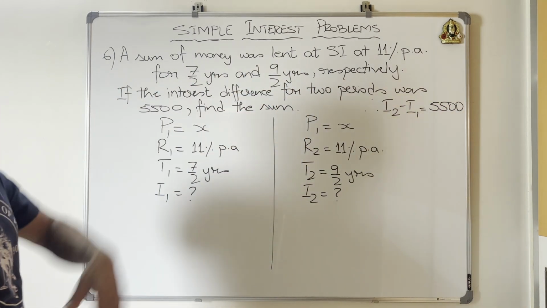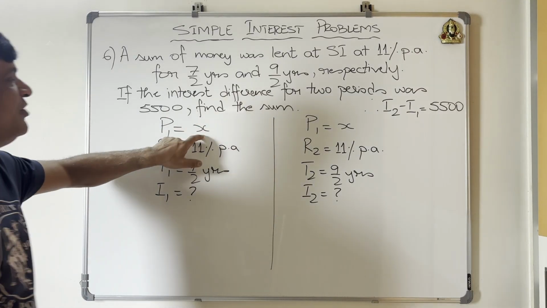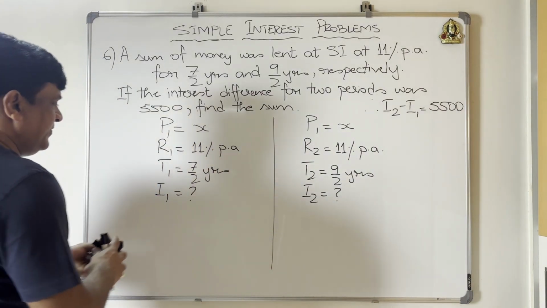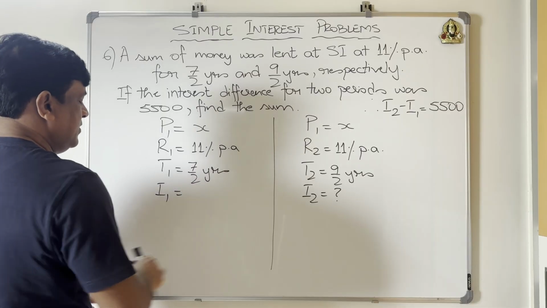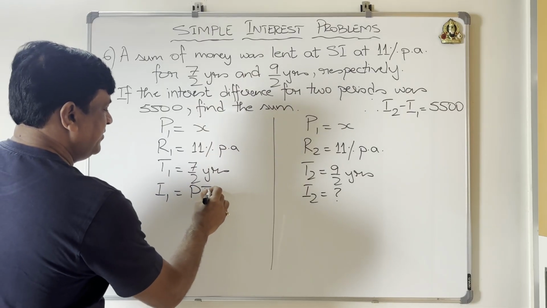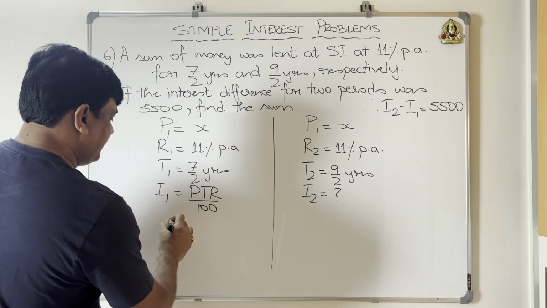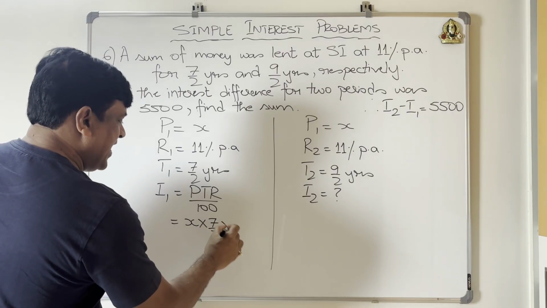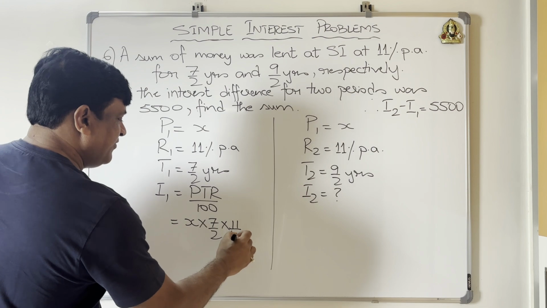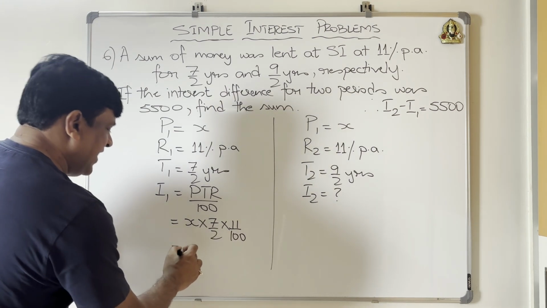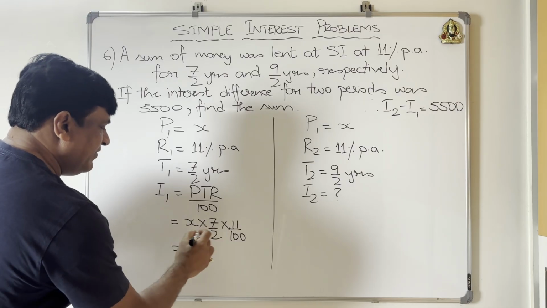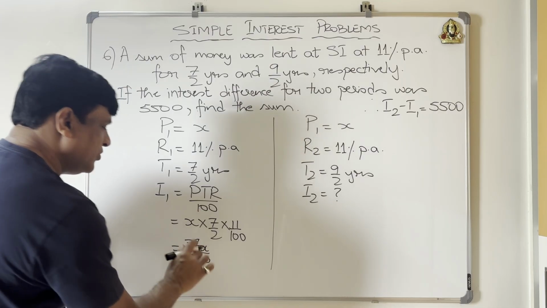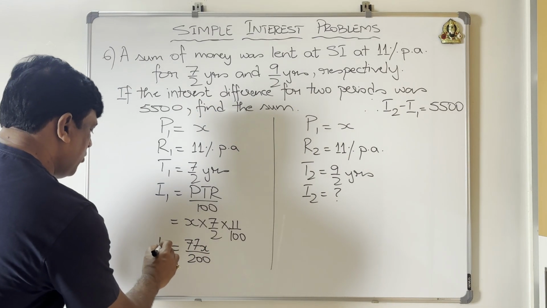That's the condition I'm going to use at the end to find the sum, because we need to find the value of x, right? So in this particular case, what will be the interest? Let's calculate. PTR by 100, which is nothing but x times your time, 7 by 2, into 11 by 100. That's your interest over here. I'm not going to change anything over here. Leave it like that. I get 7 into 11, 77, 77x divided by 200. Good. That's your interest one. You have got your interest one.